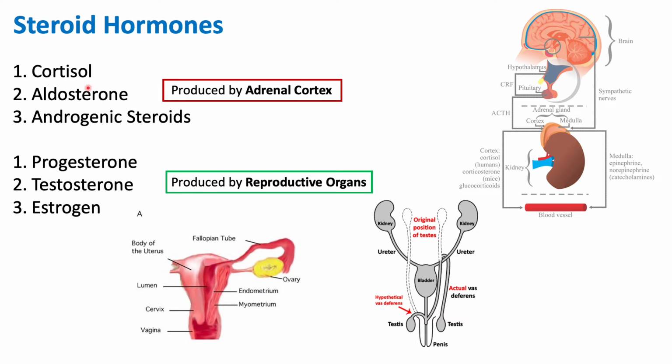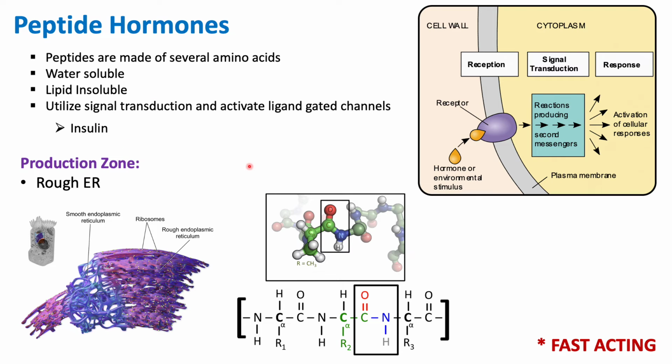Now, we're going to go into detail about each of these hormones in a separate video. This is just a quick overview. So steroid hormones are produced in the adrenal cortex or in the reproductive organs. Now we also have peptide hormones.